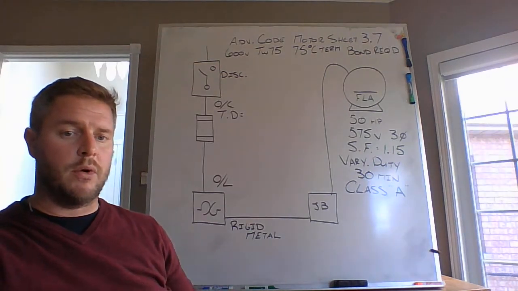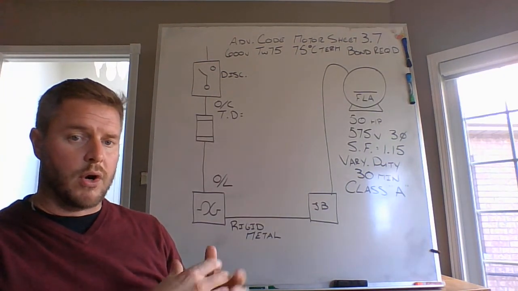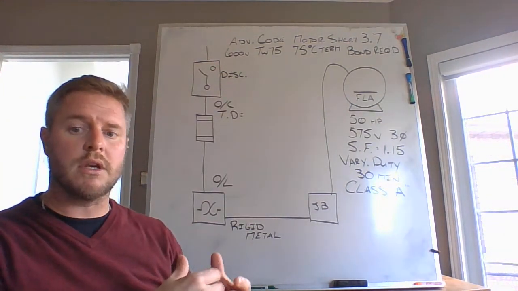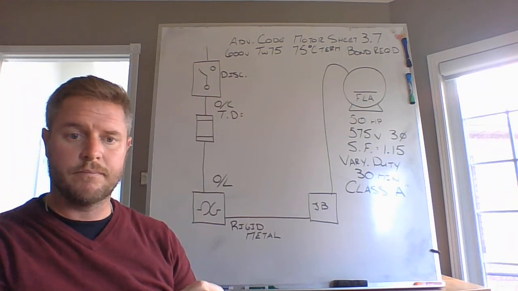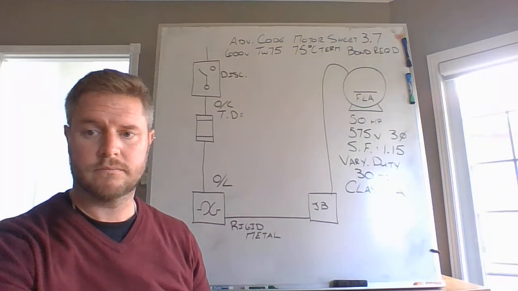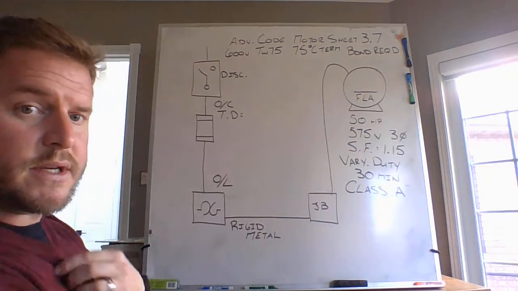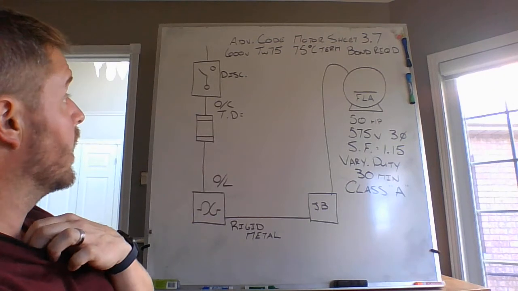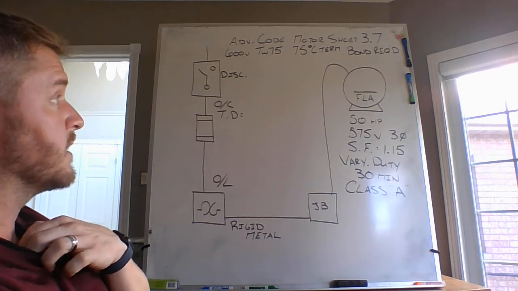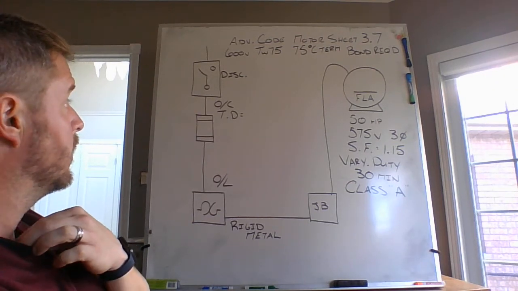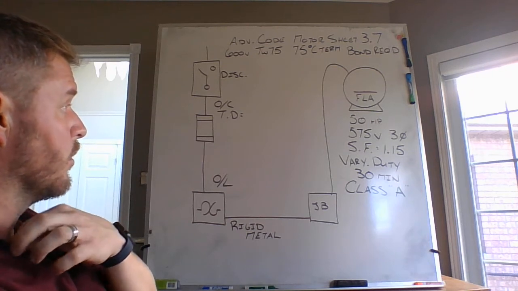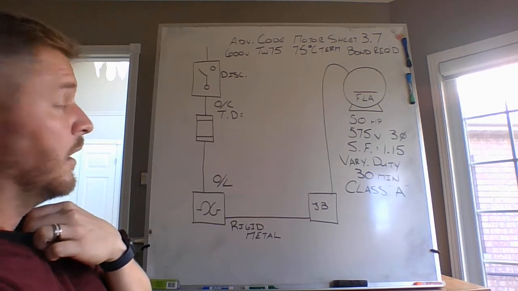So this would be a good time for you to hit pause and record all this information so that we can continue on with this calculation. Okay, so for this installation, we're looking at Advanced Code Motor Sheet 3.7. That's available for you on Fanshawe Online. You can see all these answers. We're just going to go through and figure out how we got there.